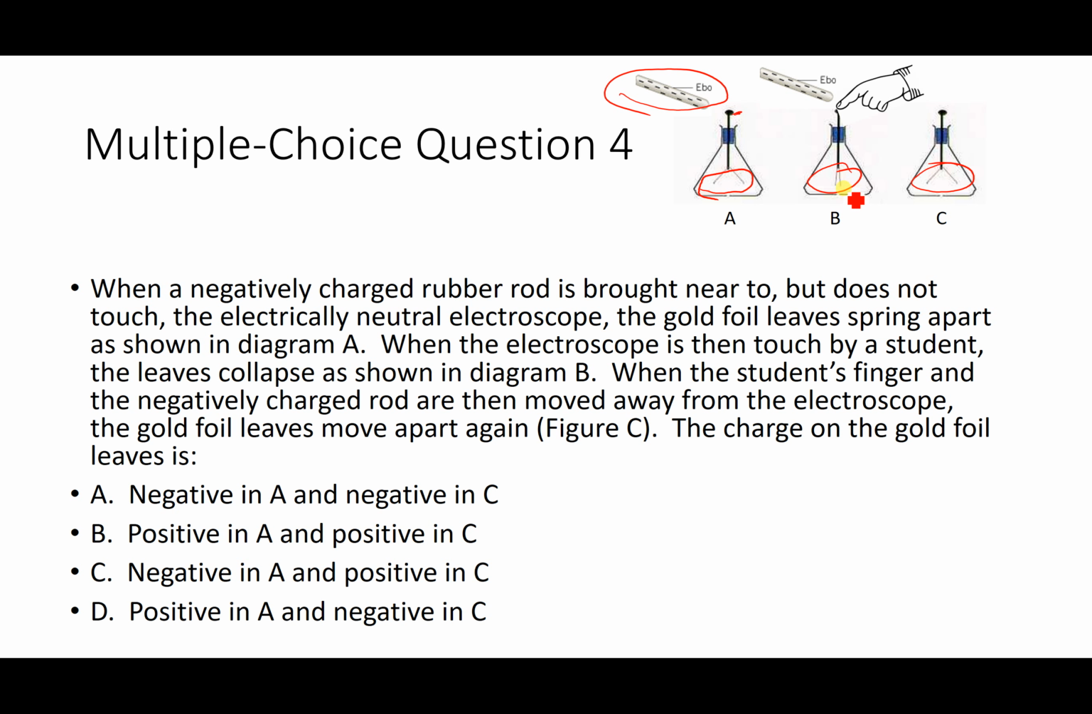When the student moves the finger and the rod is moved, the leaves go apart again because here's the thing. The electroscope is now missing charges. Electrons that it used to have aren't there anymore, which means there's an excess positive charge now. And that's why the leaves go apart, because now both leaves are positively charged. Positive charges repel each other. So our answer is it's negative in A, positive in C. So that's going to be choice C.